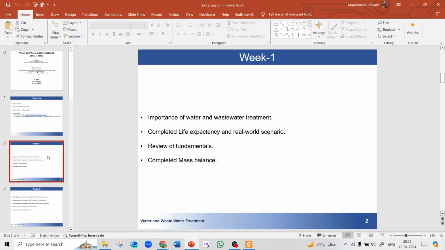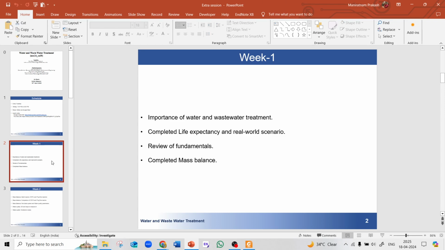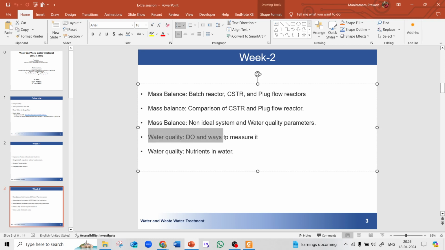Then there was one main concept, the complete mass balance. I hope you are aware of this. What is mass balance? In mass balance there are several subtopics: the batch reactor, then the continuous stirred tank reactor, that is CSTR, then the plug flow reactor. There were some questions related to CSTR and plug flow reactor. Similarly, remember there are different water quality.